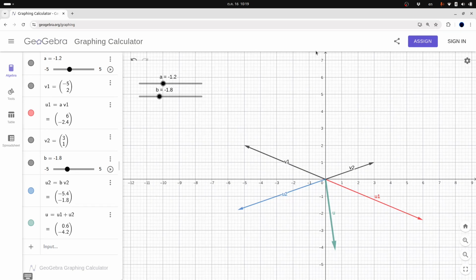What is a? a is the scaling of v1, b is the scaling of v2. Can you move this vector up here by changing the values of a and b? How can you do that? What should the values of a and b be? Positive, something positive, right? So let's try to do that. Let's do u1 first.